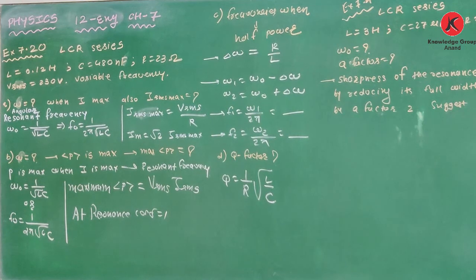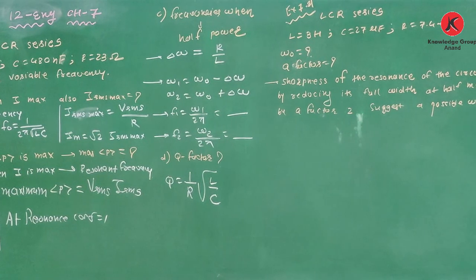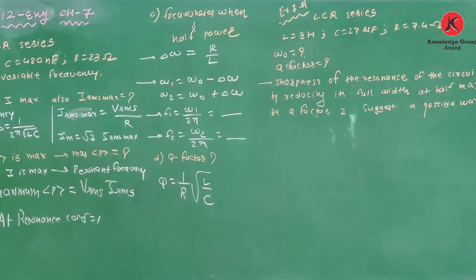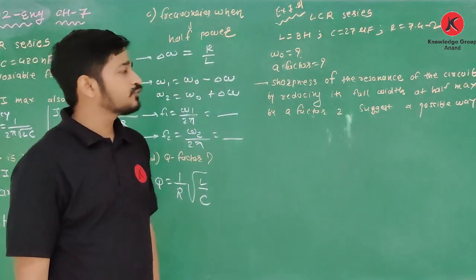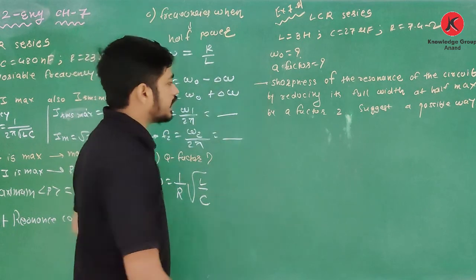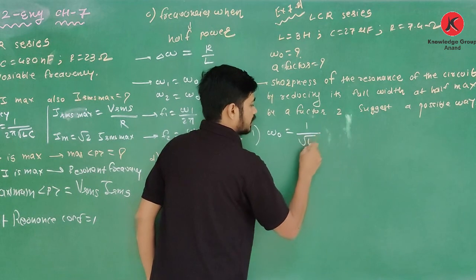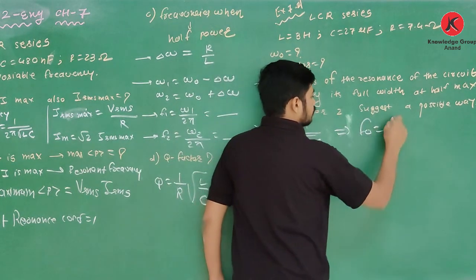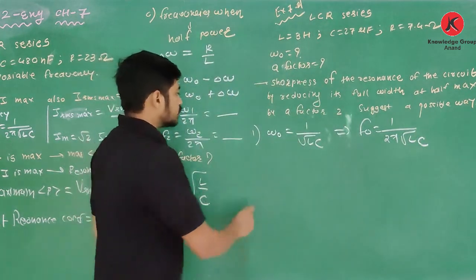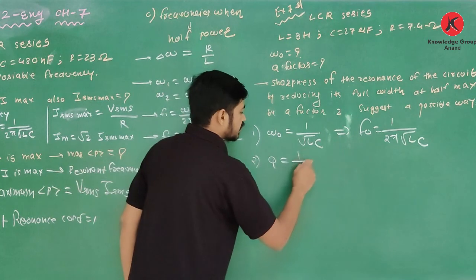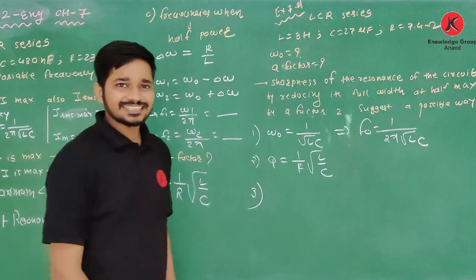Now next question. See exercise 7.21. Again, an LCR series AC circuit having inductance 3 Henry, capacitance 27 microfarad, resistance 7.4 ohm. You have to find the resonant angular frequency. Omega 0 is 1 upon under root LC, or F0 is 1 upon 2 pi under root LC. First question over. Second question, what is the Q factor? Q factor is 1 upon R under root L upon C. Simple.